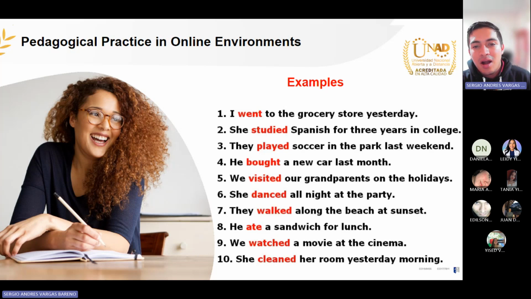So, I went to the grocery store yesterday. She studied Spanish for 3 years in college. They played soccer in the park last weekend. He bought a new car last month. He visited our grandparents on the holidays. She danced all night at the party, sorry. They walked along the beach at sunset. He ate a sandwich for lunch. We watched a movie at the cinema. And number 10, she cleaned her room yesterday morning.